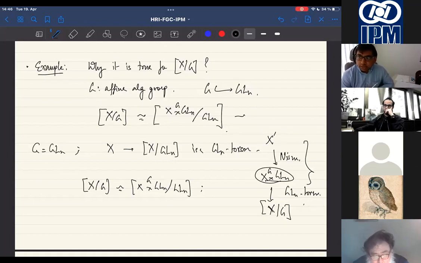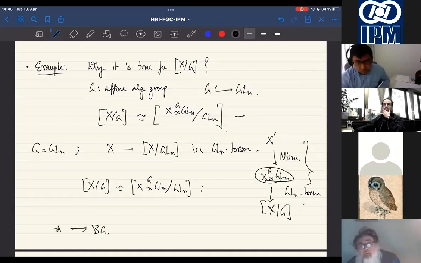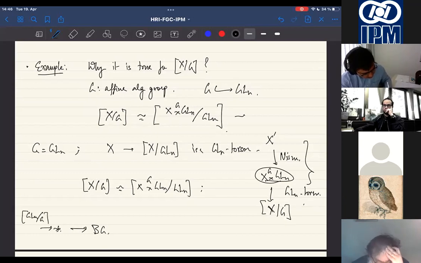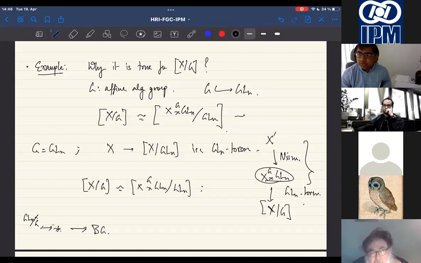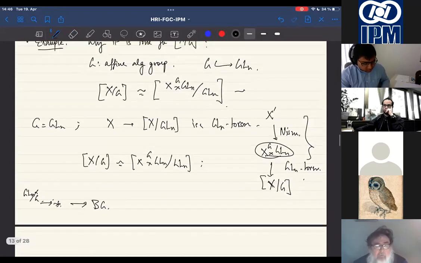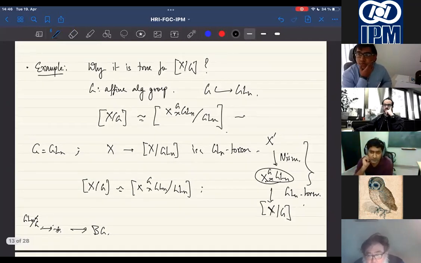So that works. For BG, the point is not always the atlas that one wants to consider, but you can now change it to saying that I want to consider GLN mod G, which, when G is reductive, is an affine scheme; this quotient exists as a scheme. So this can be done. So that's true for all quotient stacks.